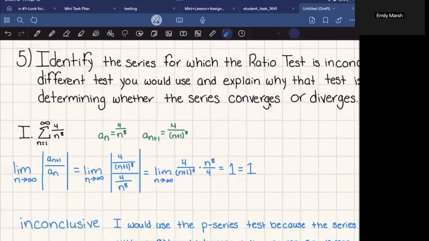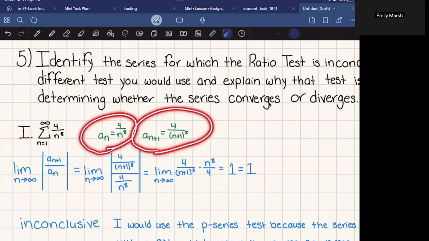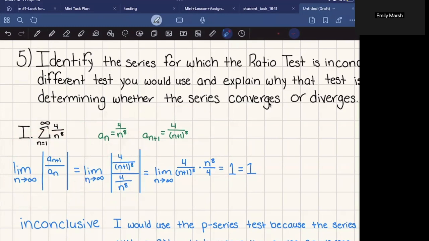So we know that the ratio test, we're trying to find the limit as n approaches infinity for the absolute value of a sub n plus 1 divided by a sub n. First, we want to identify a sub n and a sub n plus 1. Once we have done that, we are then going to utilize this here and substitute in those values, which we have seen here.